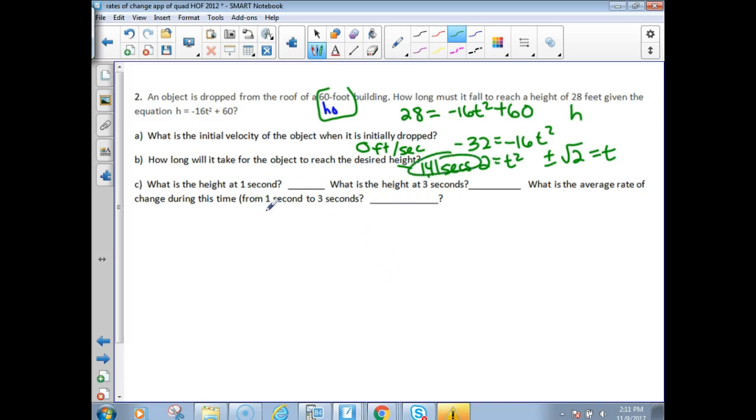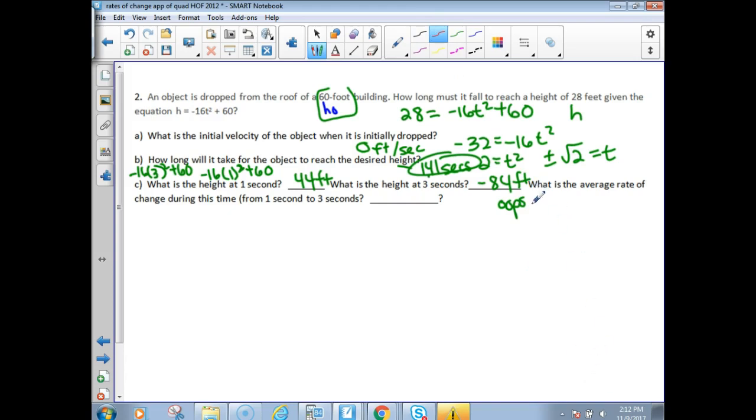Okay, what is the height at 1 second, the height at 3 seconds, and what's the average rate of change during this time period? You could plug in 1. That'd be negative 16 times 1 squared plus 60, which is negative 16 plus 60, or 44 feet. And after 3 seconds, negative 16 times 3 squared plus 60, I think we're going to get a negative answer there. Negative 84.